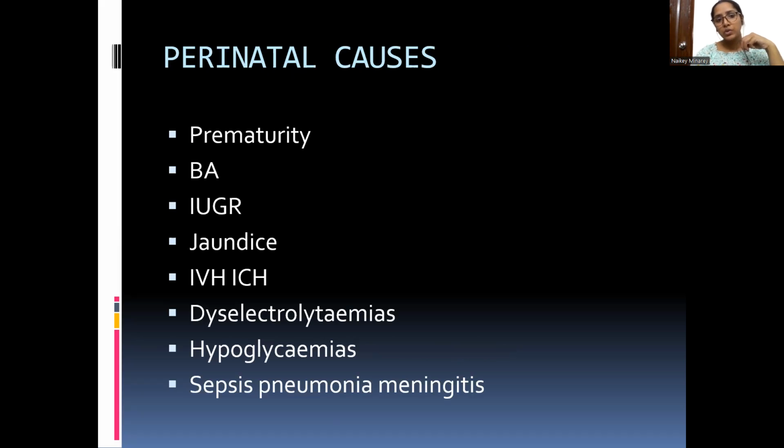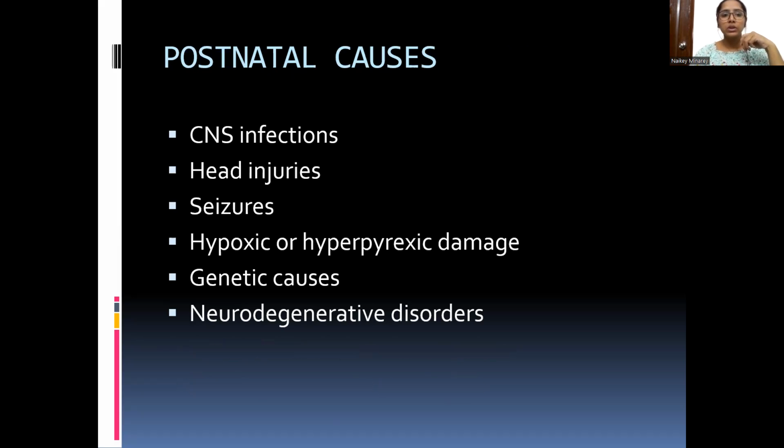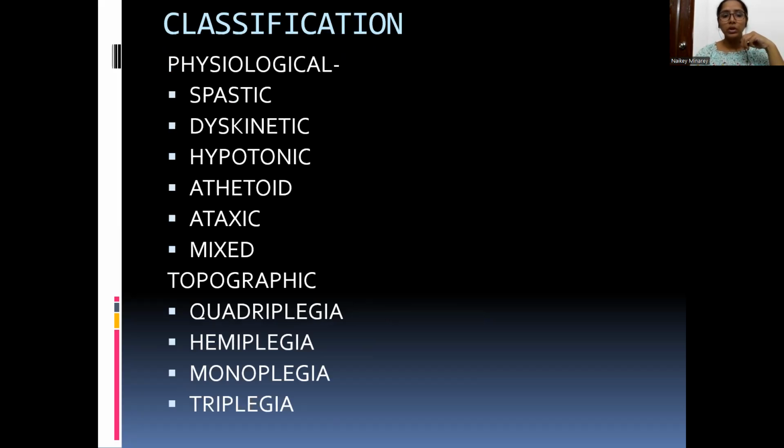prematurity, birth asphyxia, IUGR, jaundice, any type of hemorrhage, dyslipidemia, hypoglycemia, sepsis. Postnatal causes: any kind of head injury, CNS infection, seizures, hypoxia to the brain, genetic causes, and neurodegenerative disorders. These are the etiologies.